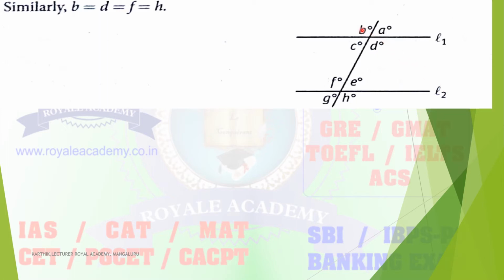Okay, so B degree is equal to D degree, A degree is equal to C degree, as well as F degree is equal to H degree and G degree is equal to E degree. Okay, so those angles are the same only when L1 as well as L2 are parallel with each other.